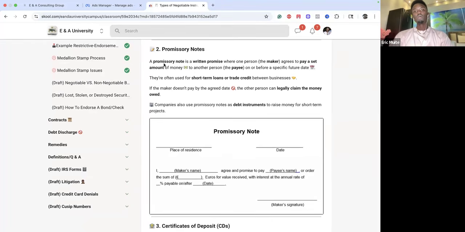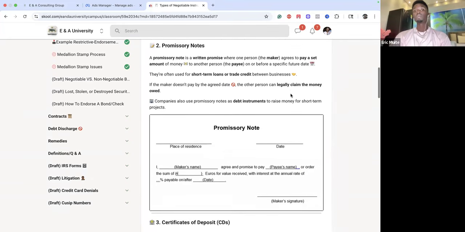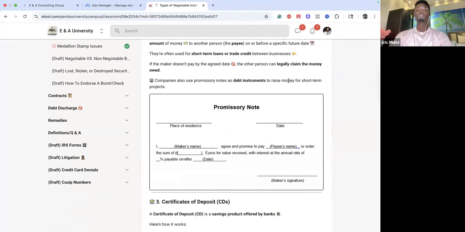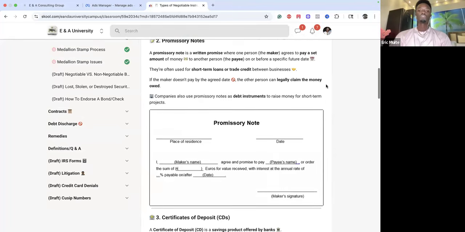The promissory note. A promissory note is a written promise where one person, the maker, agrees to pay a set amount of money to another person on or before a specific date. It's often used in short-term loans or trade credit between businesses. If the maker doesn't pay by the agreed date, the other person can legally claim the money owed, right? Companies use promissory notes as a debt instrument to raise money for short-term projects.